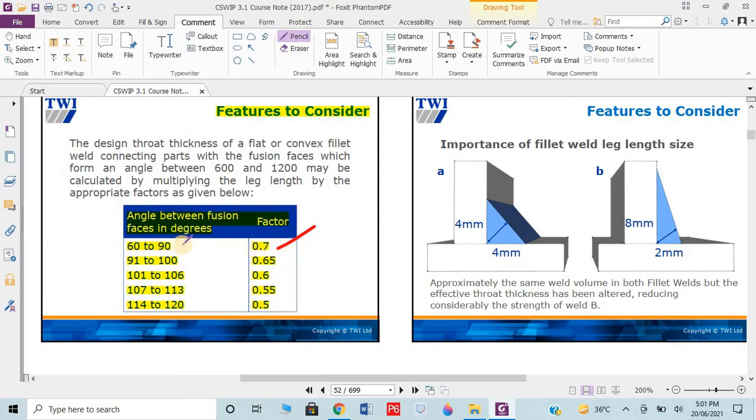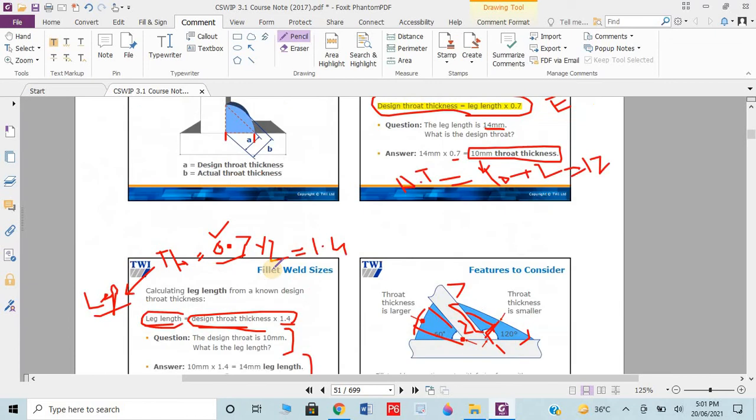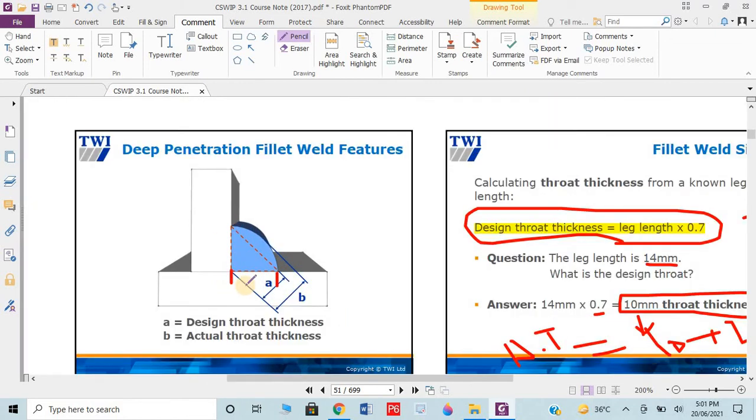You want to say if the angle of the weld is 60 to 90 degree, then we need to multiply it with 0.7. If the angle of that weld metal is 91 to 100 degree, then 0.65. I will show you in just a moment. Here you can see this is the angle, 90 degree. That's why we multiply it with 0.7.